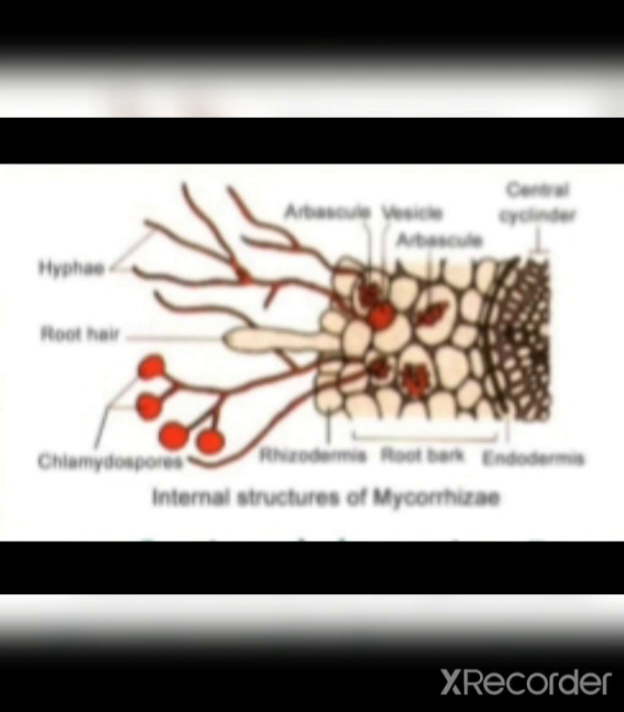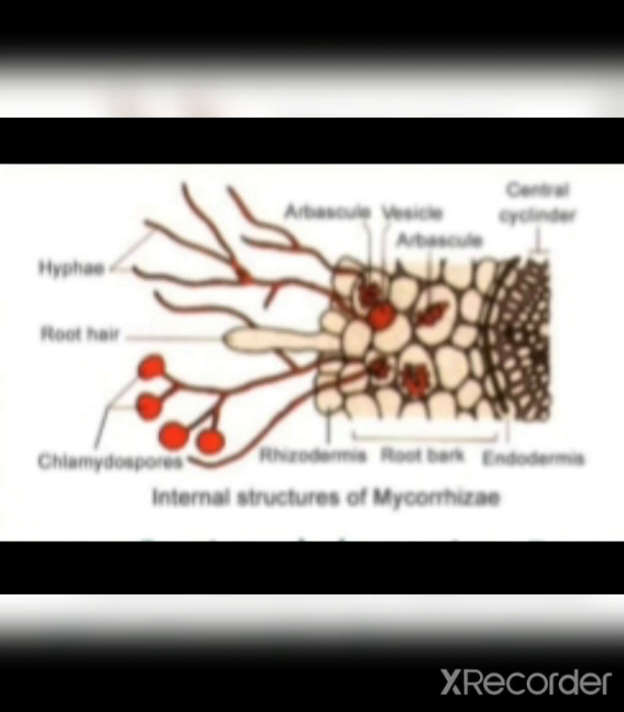Mycorrhiza is a symbiotic association of a fungus with a root system. The fungal filaments provide a network around the young roots. Hyphae absorb minerals and water from the soil, but the roots provide sugar and nitrogen compounds to the mycorrhiza. This shows a symbiotic association.